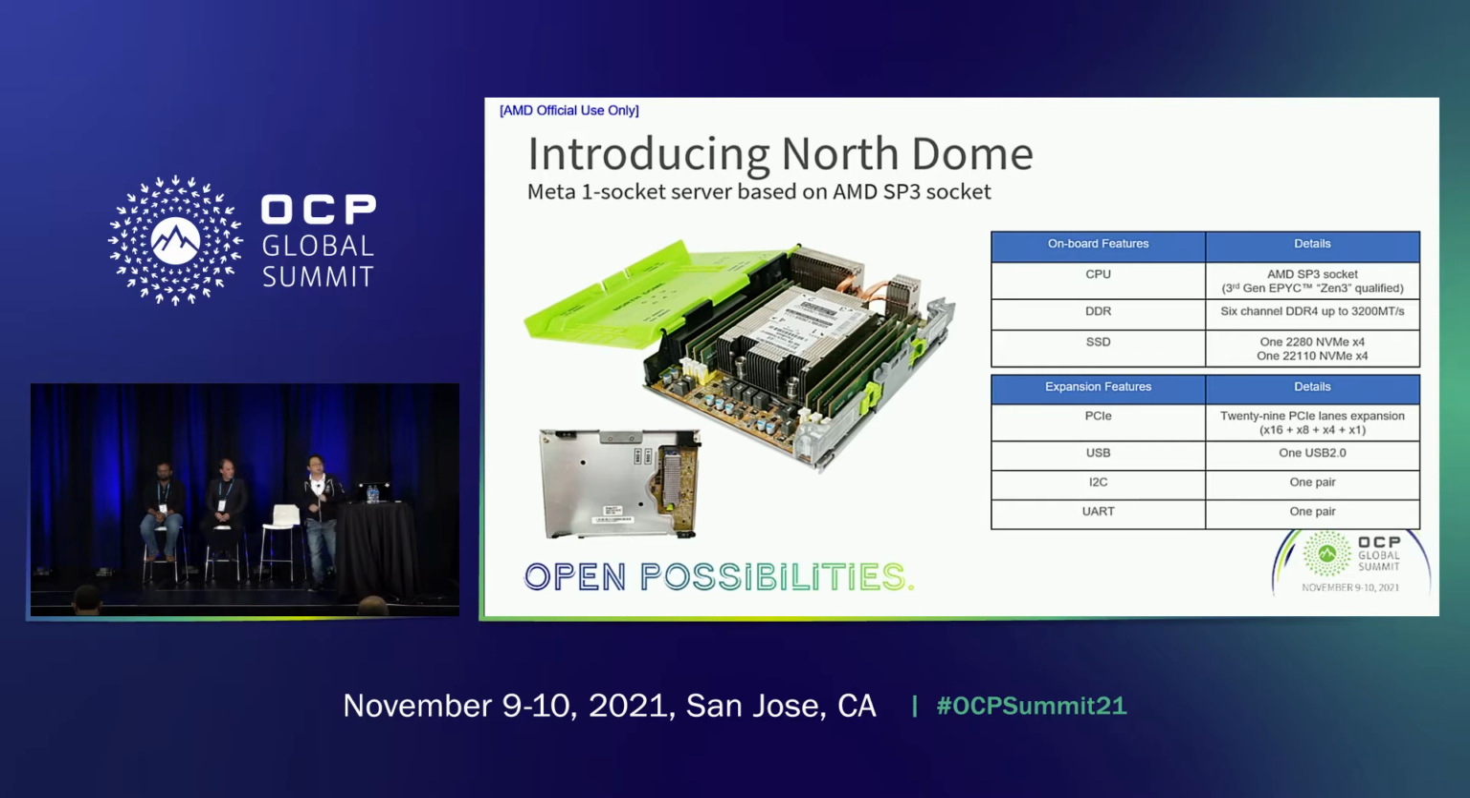As for other expansion features, they are pinned out through the Goldfinger onto the baseboard. We have PCIe, USB, I2C, as well as UART connectivity. And you can see from the picture, all the features are on the top side, except for the storage, which is at the back side of this design.